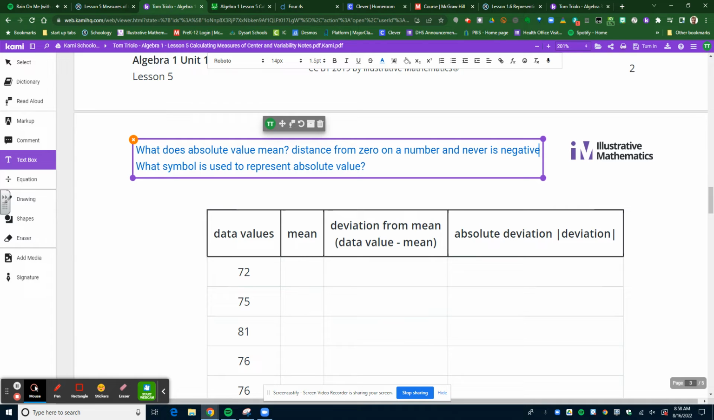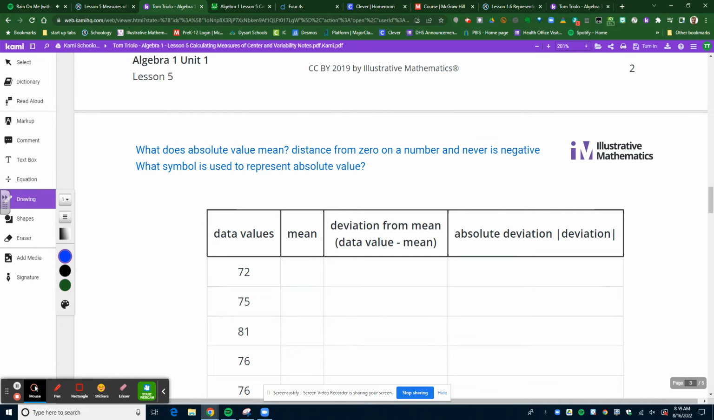Okay. What symbols do we use to represent absolute value? Remember? Give you a hint. They're up there. Look in the box. See the table? Right here. Okay, 2 vertical lines. If you click on the equation tool right here, I'm going to show you something a little fancy.